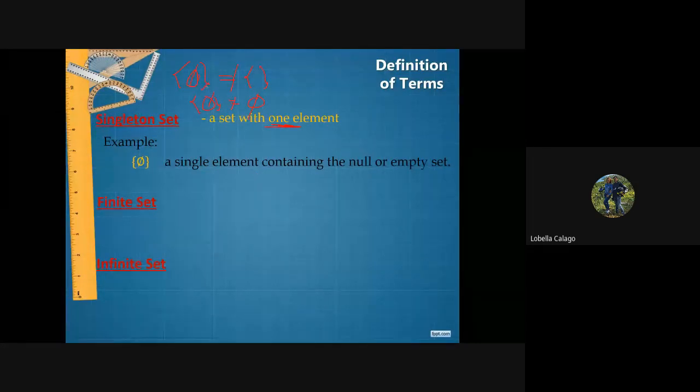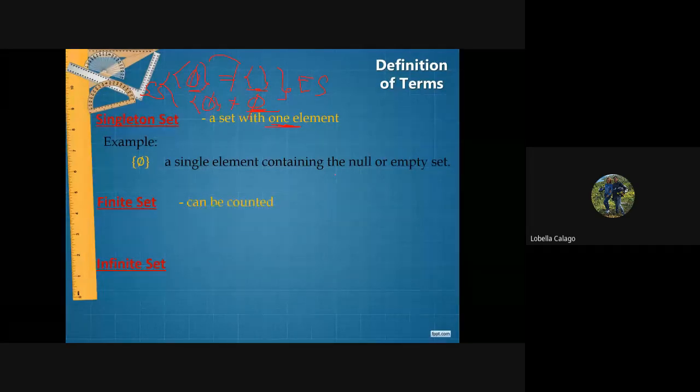Kasi this one is an empty set and this one is a singleton set. Ano singleton set? Meron siyang laman. As you can see, mayroon siyang laman. Ito, wala talagang laman, and this one, null set yan. Ito, singleton set because it contains a single element containing the null or empty set. So, yun po ang pagkakaiba ng dalawang ito. This one is the empty set and this one is the singleton set. Okay, next.